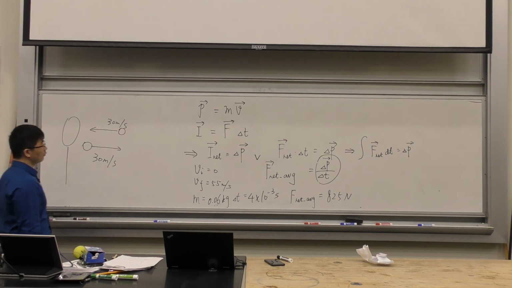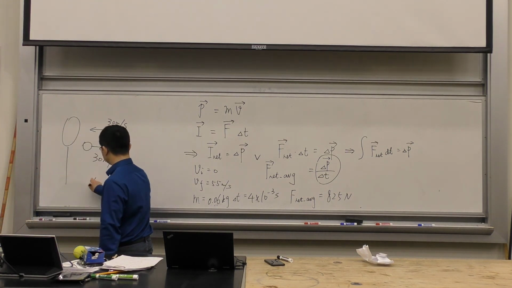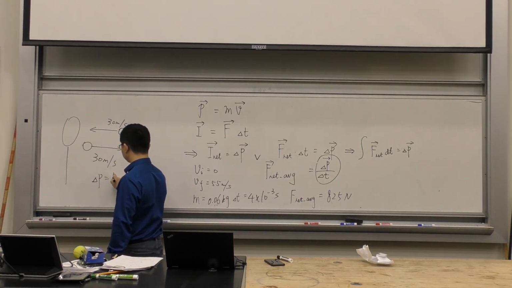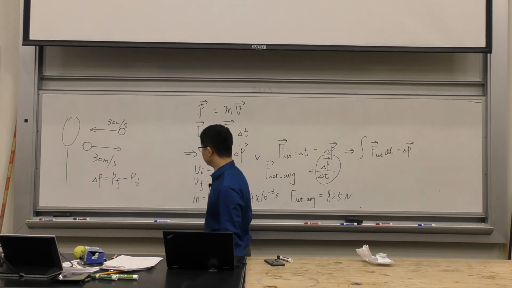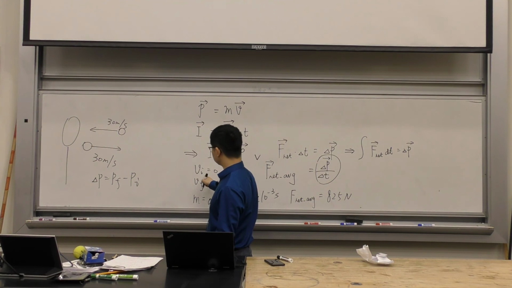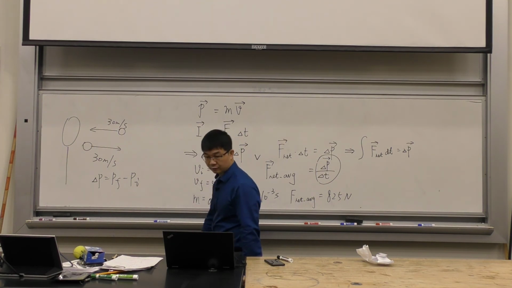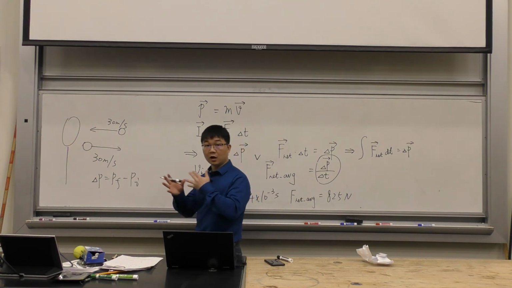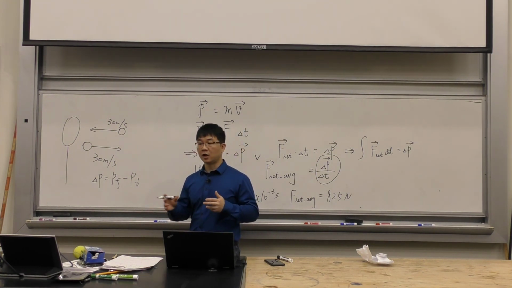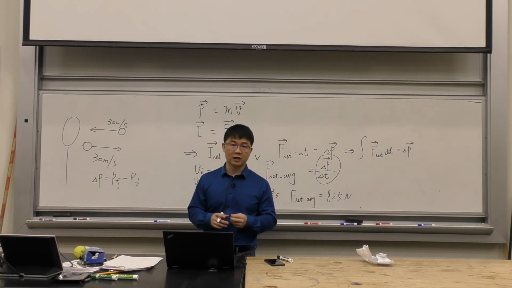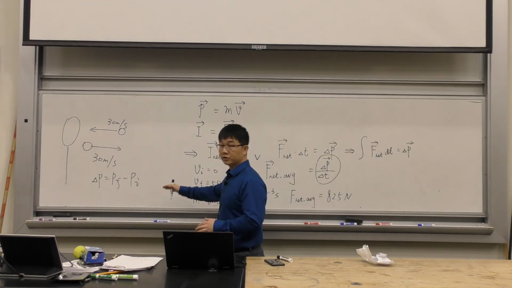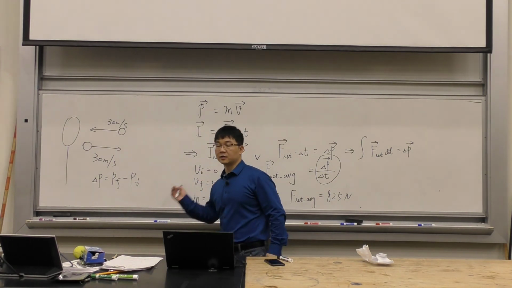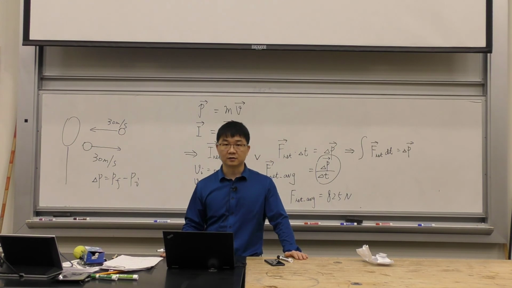Now, if I want to find changing momentum, I should do final minus initial. And then the final and initial, how do I calculate? I just need the final and initial speed. What is the final and initial speed? Now they are in opposite directions. How do I distinguish all different directions in an equation with vectors? I assign them signs.